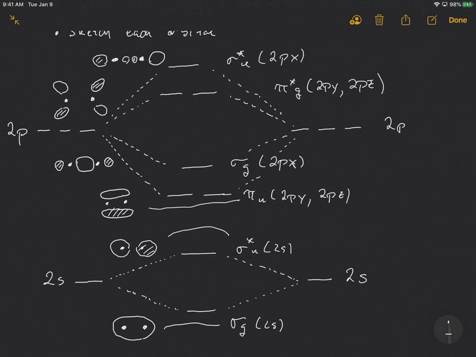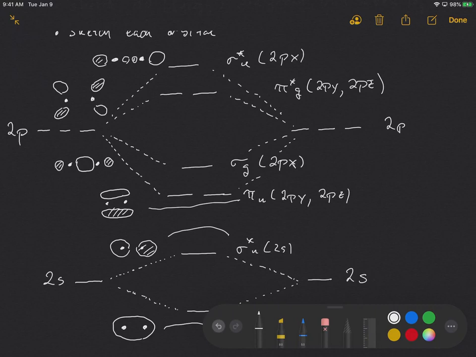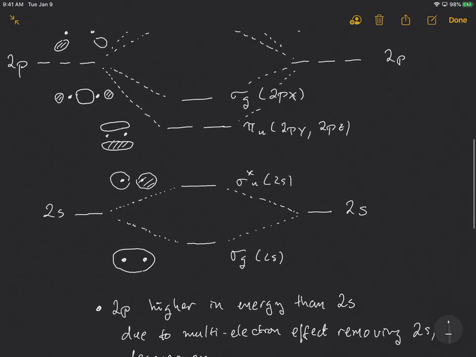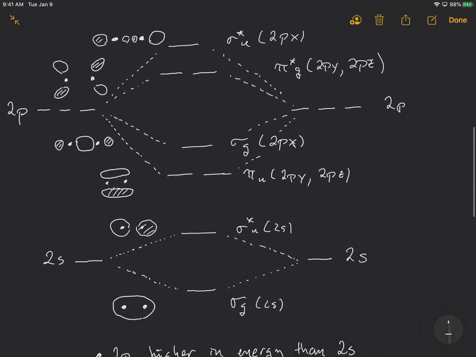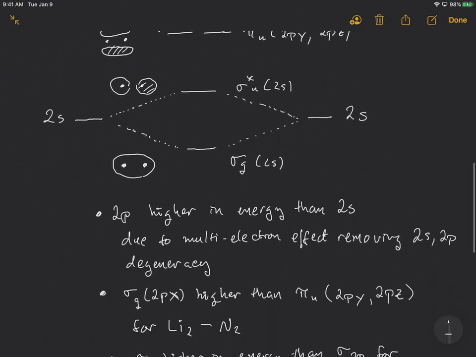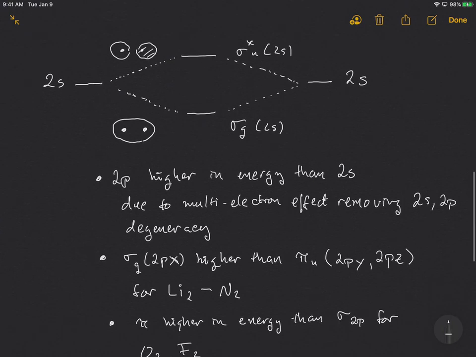And then we have pi star g. It's this kind of butterfly-shaped orbital above that, and then sigma star u, which is our highest energy orbital. And as I stated above, 2p is higher in energy than 2s due to various effects involving multiple electrons.